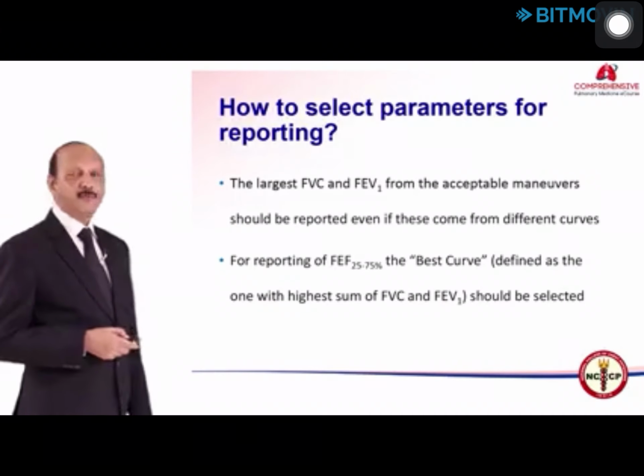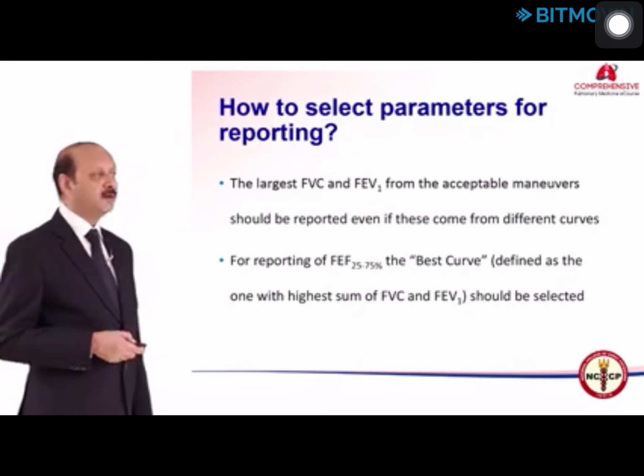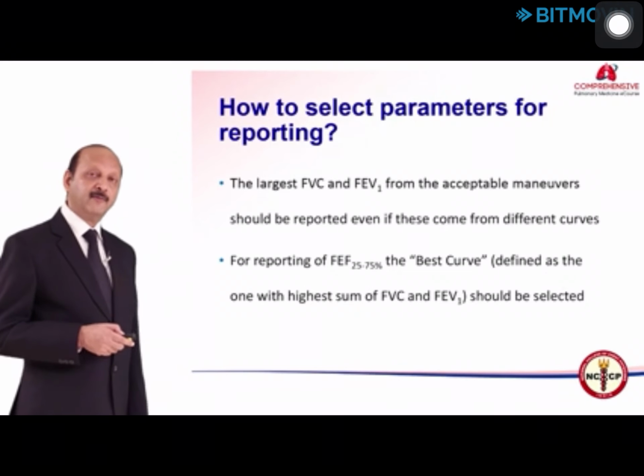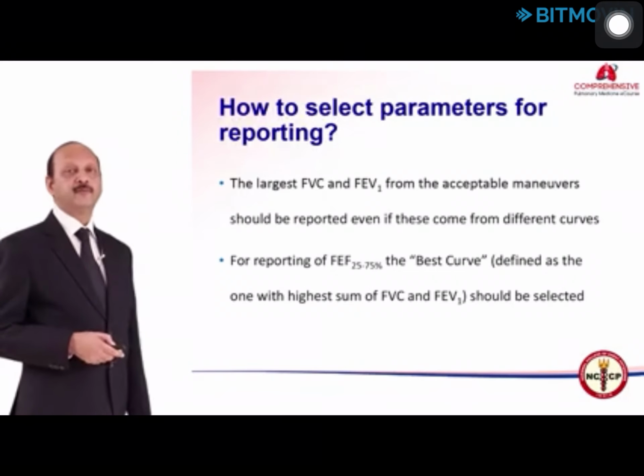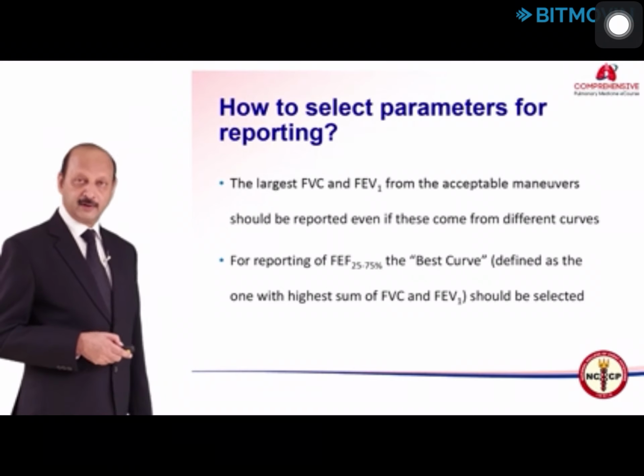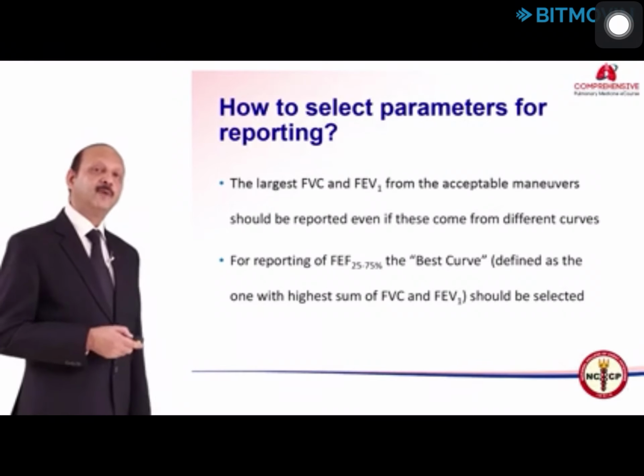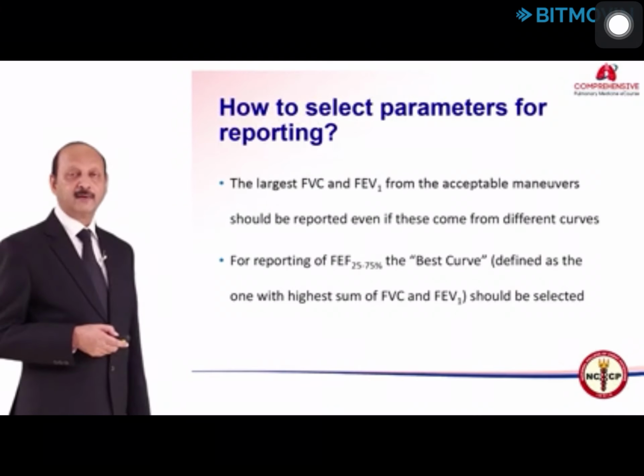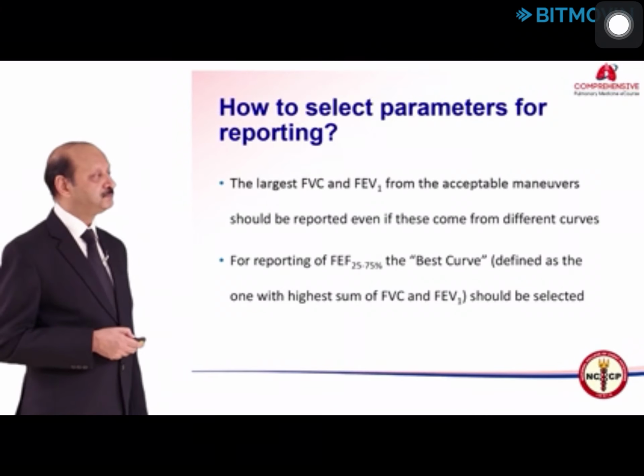On the other hand, for FEF 25-75, we take the best curve. Best curve is defined as the single curve having the maximum value of FVC plus FEV1. Earlier, the software was using this criterion of a best curve and reporting FVC and FEV1 from a single best curve. But now, as per the ATS/ERS guidelines, it has changed.